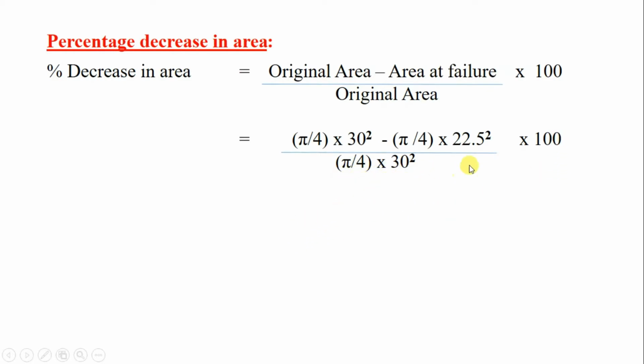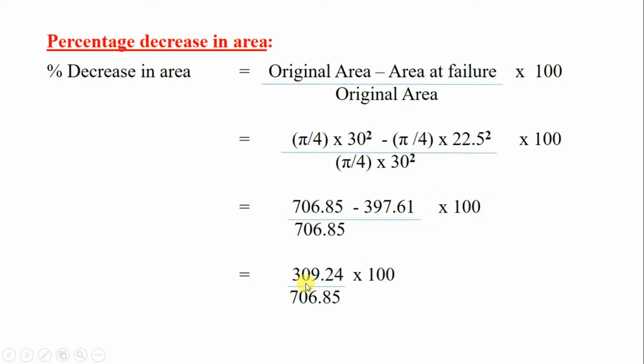So the whole divided original area, again we are dividing it, pi by 4 into 30 square and the whole thing multiplied by 100. So this is the value we are getting, 706.85 minus 397.61, the whole divided by 706.85 into 100, and this value we are getting as 43.75%. That is, the percentage decrease in area is 43.75.